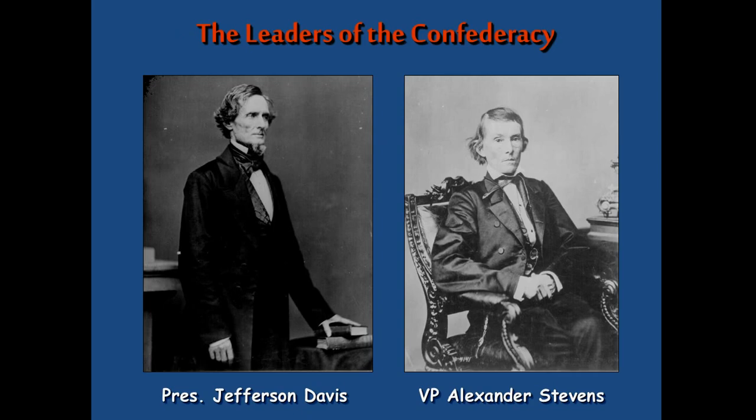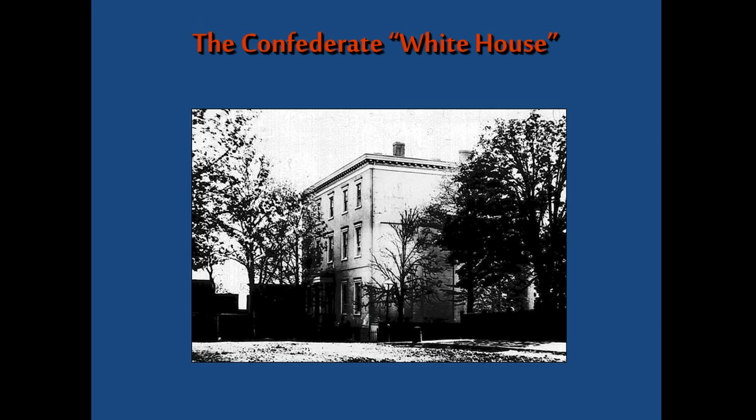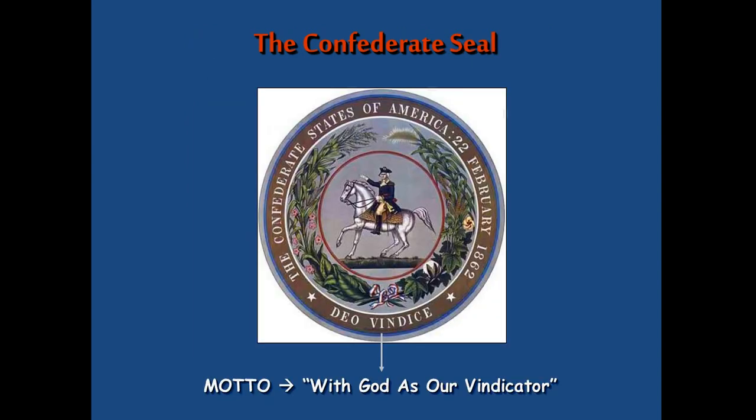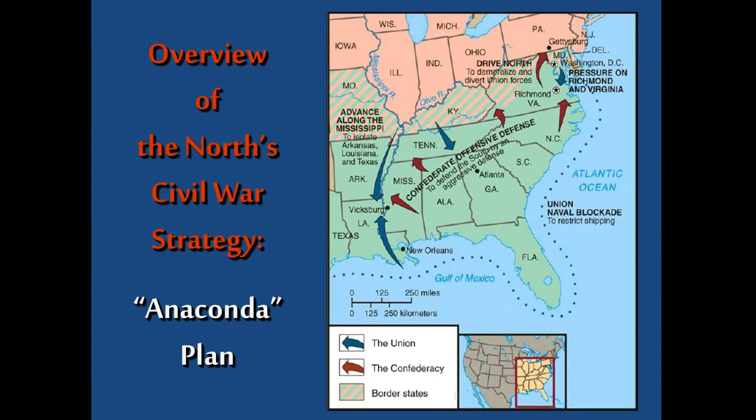The leaders of the Confederacy. President Jefferson Davis, a Southern politician, is going to be the president of the South, and his vice president, Alexander Stephens. The Confederate White House, located in Richmond, Virginia, literally almost a stone's throw away from Washington, D.C. The Confederate seal, you can see, with God as our vindicator. And look who's on the white horse. It's George Washington.